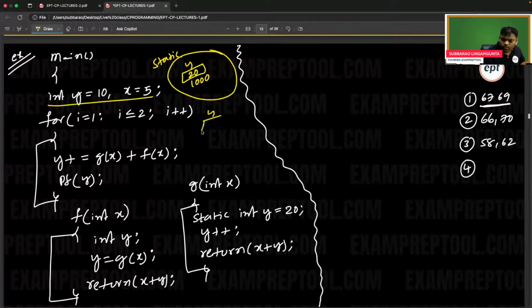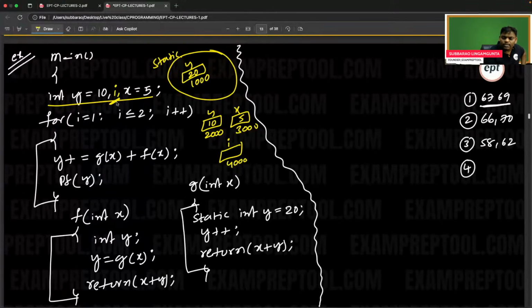Can you see this one? y is 10, local variable, x is 5. So the address may be 2000 here, address may be 3000 here. Main function in the stack area, for y and x, memory will be allocated. Okay, until now everything is okay. Now see this one, i also will be allocated memory. Actually, i should be declared, but anyhow, I rectified the mistake. Address 4000.